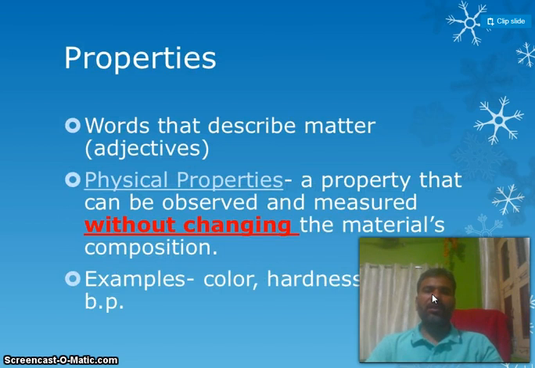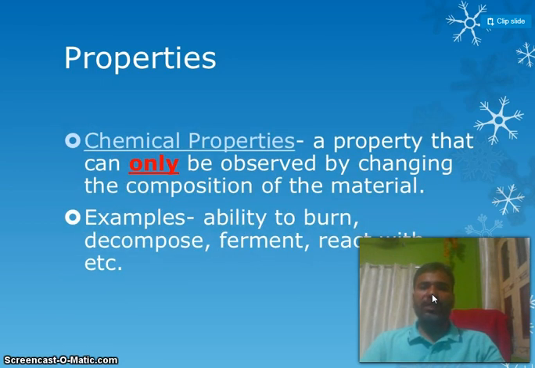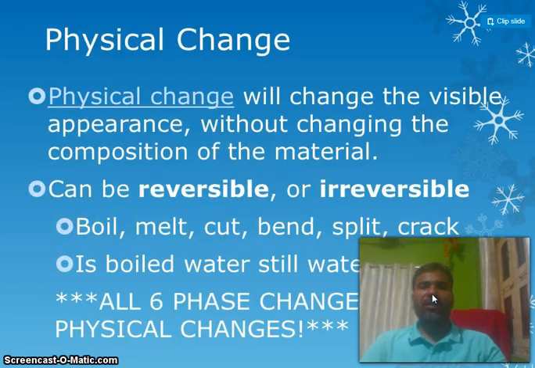Now properties: words that describe matter, adjectives. Physical properties: the properties that can be observed and measured without changing the material's composition. Examples: color, hardness, melting point, boiling point. Chemical properties: properties that can only be observed by changing the composition of the materials. Examples: ability to burn, decompose, ferment, react with.